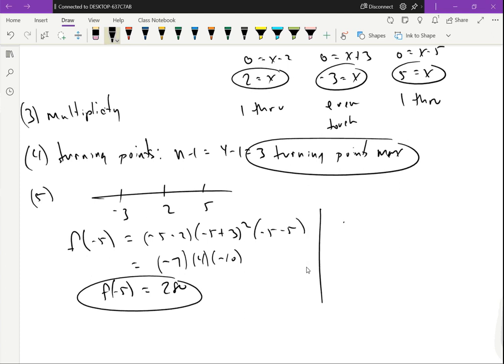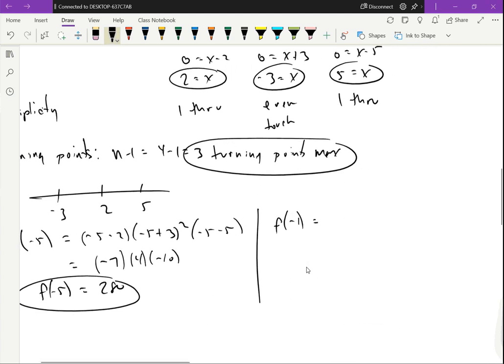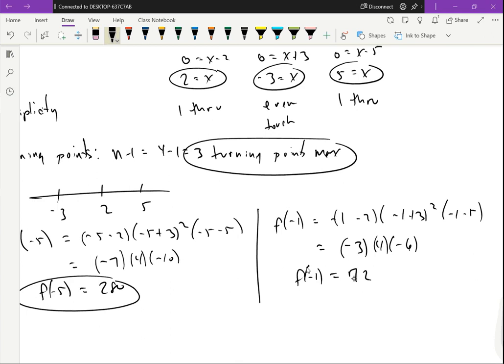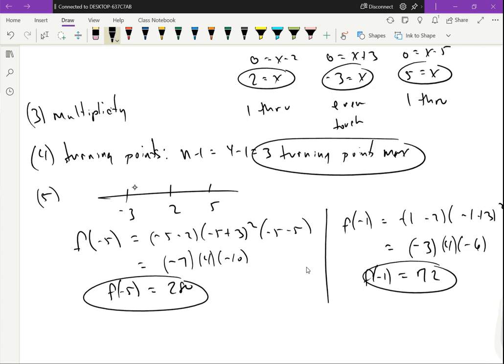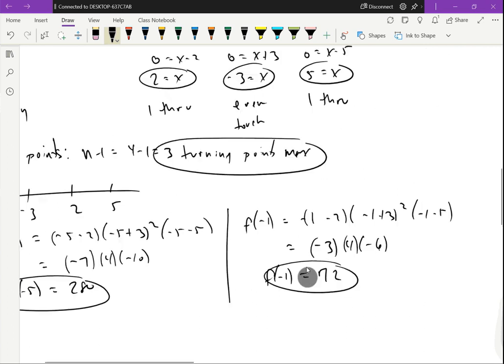Then let's take something between 2 and negative 3. Maybe negative 1, for instance. That would give us negative 1 minus 2, multiplied by negative 1 plus 3 squared, multiplied by negative 1 minus 5. So that's negative 3, 2 squared is 4, and then negative 6 at the end. Again, double negative, so we end up with 12 times 6, which is 72. So I've got a value between negative 3 and 2. I need a value between 2 and 5.